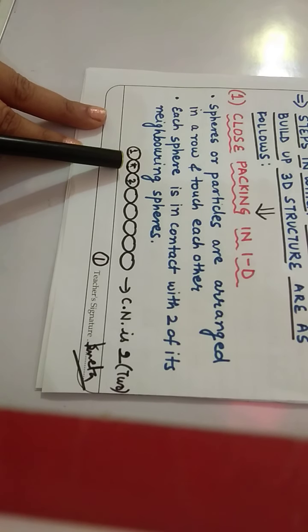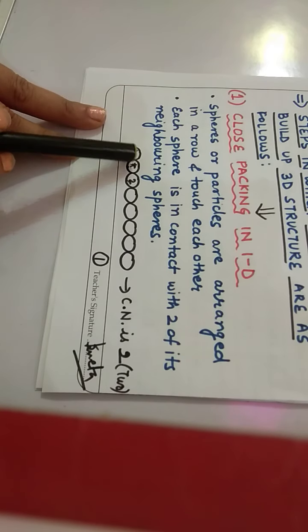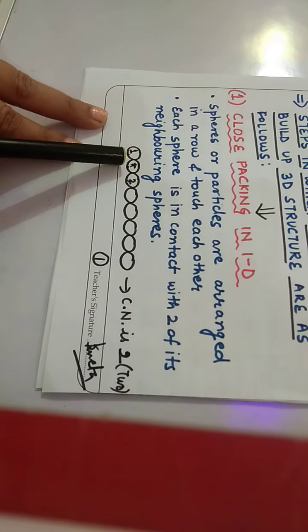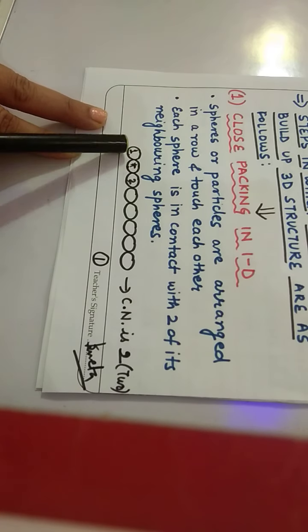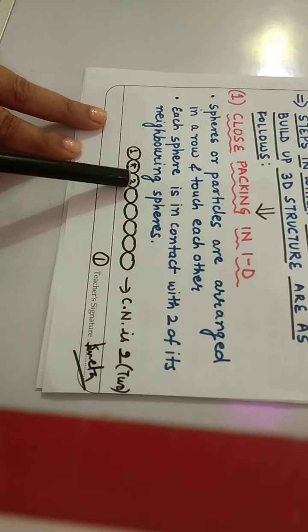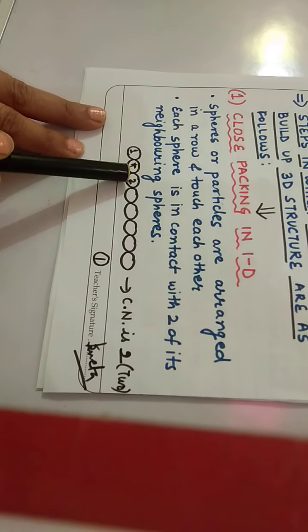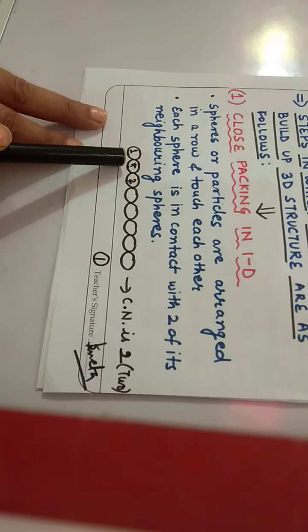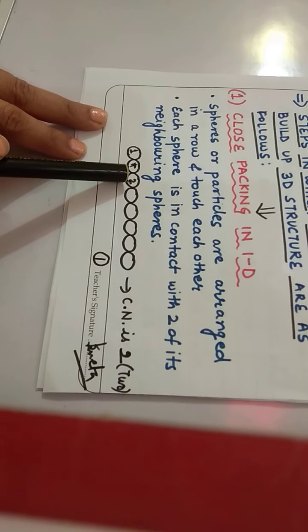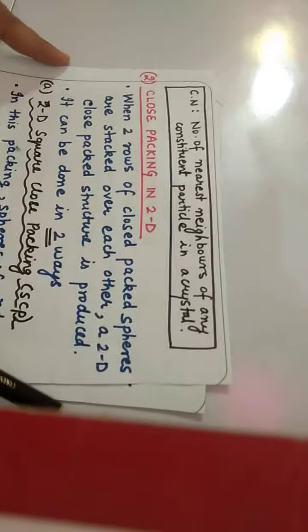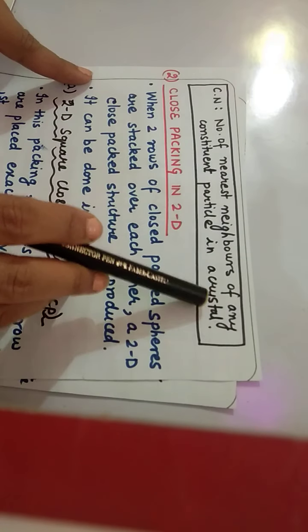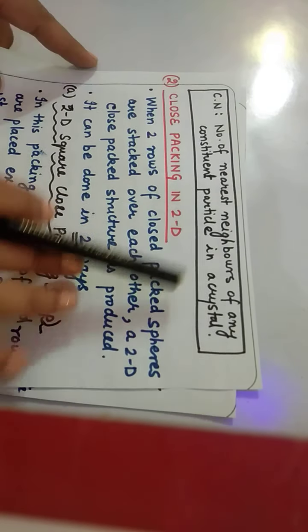You can see, if I talk about this sphere, it is in contact with the first and second sphere. So the nearest neighbors of this sphere is 2. The number of nearest neighbors gives the coordination number. So the coordination number in 1D is 2. So here's the definition. Coordination number: the number of nearest neighbors of any constituent particle in a crystal is known as its coordination number.